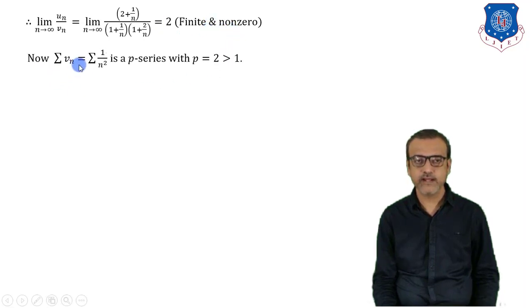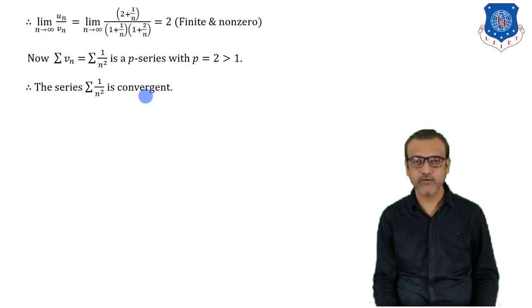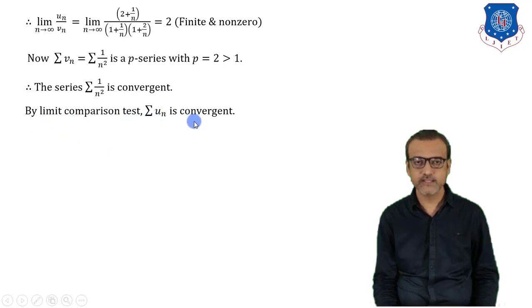Now sigma Vn, that is equal to sigma 1 upon n square, is a p series with p equal to 2, which is greater than 1. Therefore the series sigma 1 upon n square is convergent, as the p series test says that the given series is convergent for p greater than 1 and it is divergent for p less than or equal to 1. Therefore, by limit comparison test, sigma un is convergent.